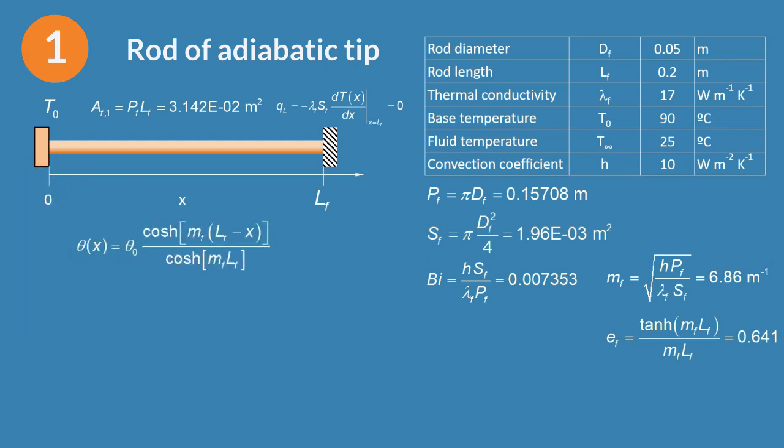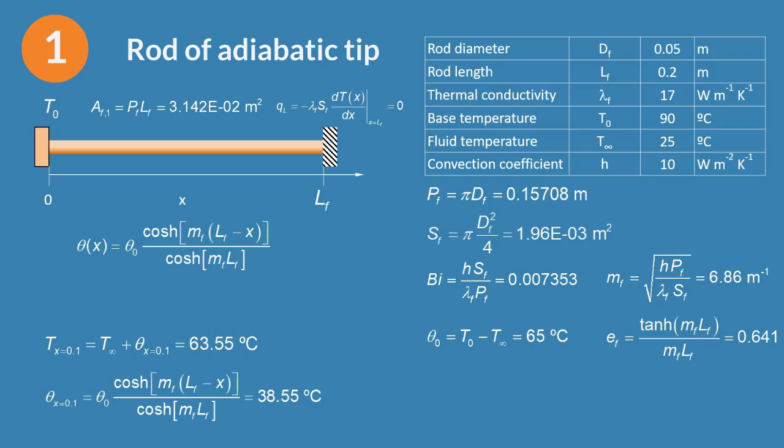The temperature distribution for a fin of adiabatic tip can be taken from the literature or obtained from the solution of the differential equation of a fin. The temperature excess for x equal to 0 is 65 degrees. The temperature excess for x equal to 0.1 is around 38.55. And the temperature, 63.55 Celsius degrees.